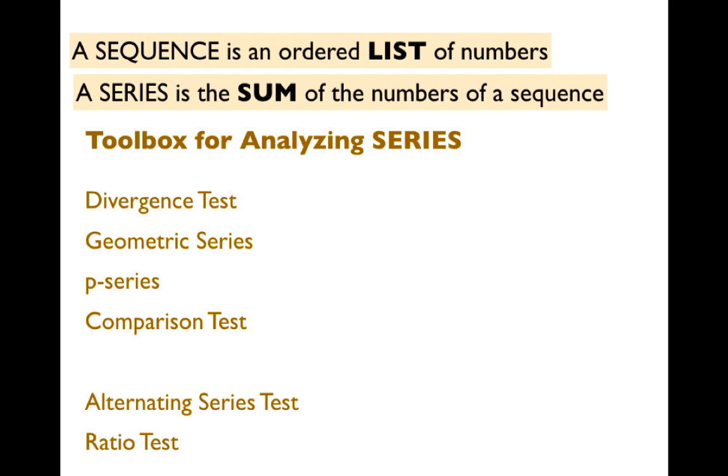A sequence, we said, is an ordered list. A series is the sum. So it's kind of like we're building a toolbox. We're going to come to any series, and we've got to figure out which tool to pull out of the toolbox to analyze it for whether it converges or diverges.